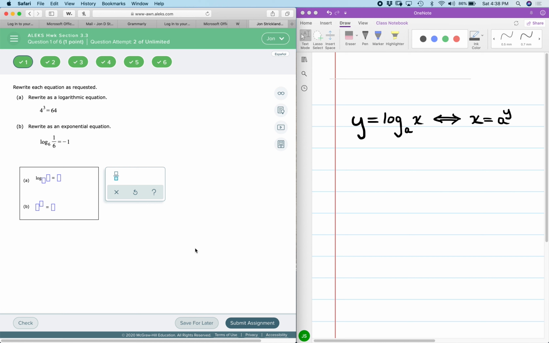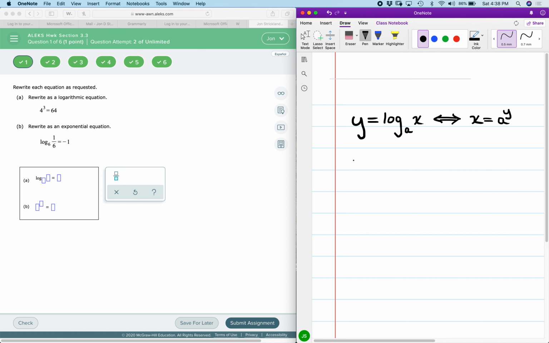Okay, for problem number 1, we're looking at writing out logarithmic and exponential equations. In number 1, part A, we're looking at rewriting 4 to the third is equal to 64 in logarithmic terms.